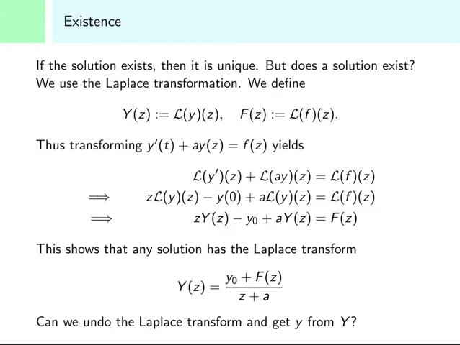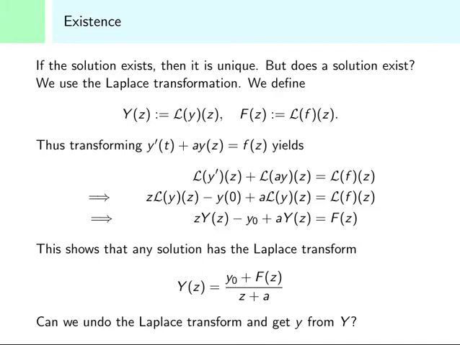We can use linearity of the Laplace transformation and our knowledge on the Laplace transform of derivatives. That gives us z times the Laplace transform of y at z minus y at 0 plus a times the Laplace transform of y at z equals the Laplace transform of f at z.